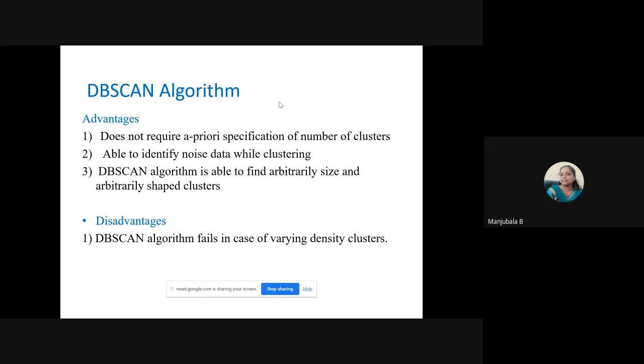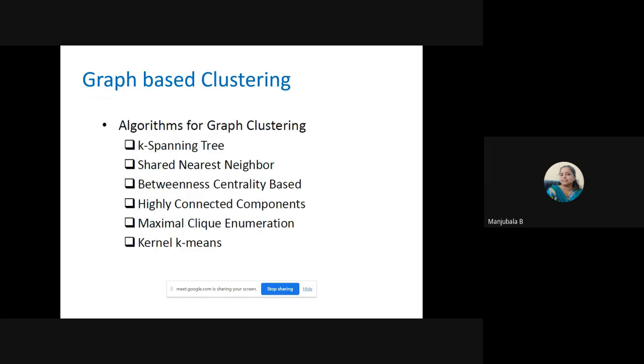Okay. So the advantage of this DBSCAN algorithm is that it doesn't require a prior specification of the number of clusters, right? And it is able to identify the noisy data whenever you are clustering. Okay. So this algorithm is able to find arbitrarily sized and arbitrarily shaped clusters. The disadvantage is that this algorithm fails in case of varying density clusters. If the points are not neighboring to each other, in that case, it will be unable to form clusters, right?